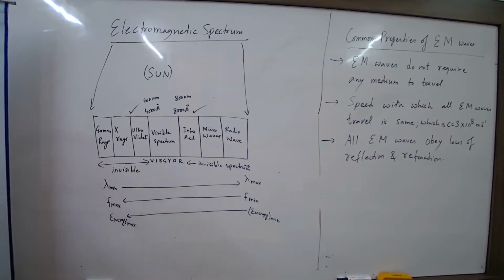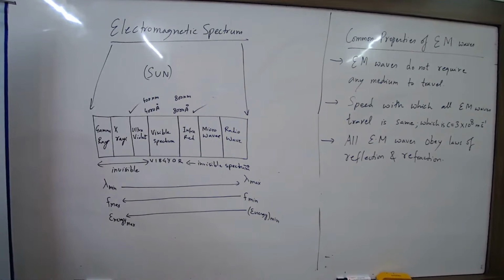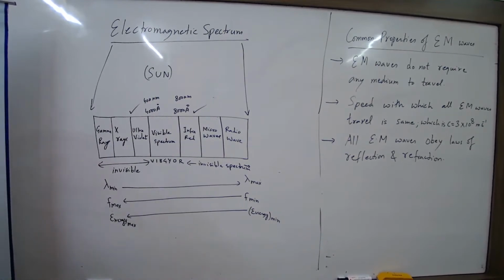ठीक है? So this is your properties of light. There are some more properties. But these are very common properties. So I think we'll stop after discussing the properties of.